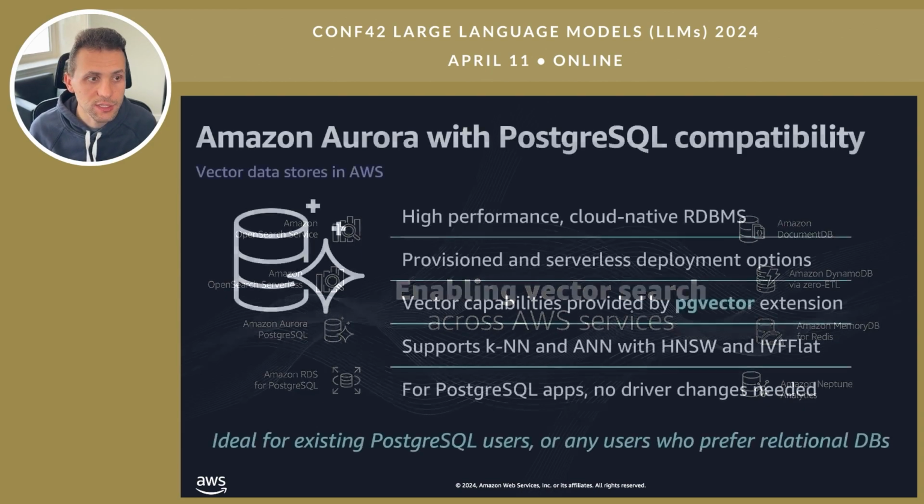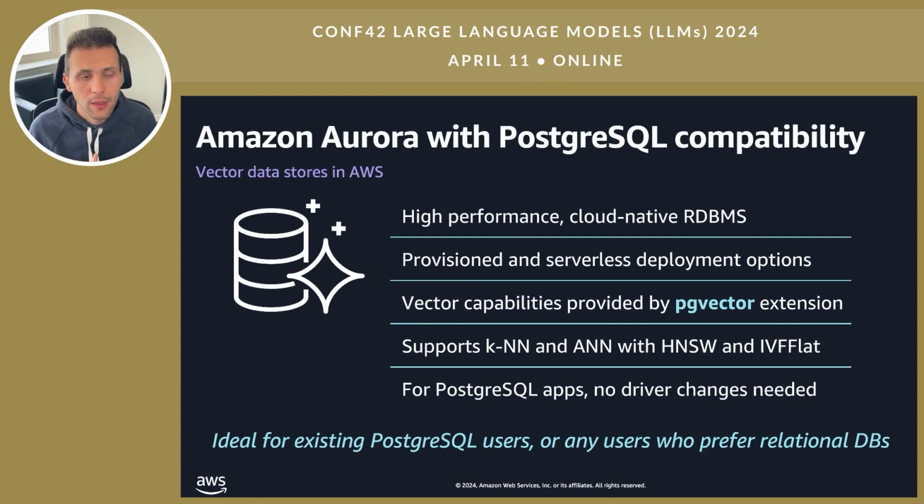So let's start with our first database. Amazon Aurora is a relational database that is a managed database on AWS. The Amazon Aurora Postgres flavor now has the capability to run vectors using an open source extension called pgvector. What it allows you to do is to have vector embeddings stored in your relational database.